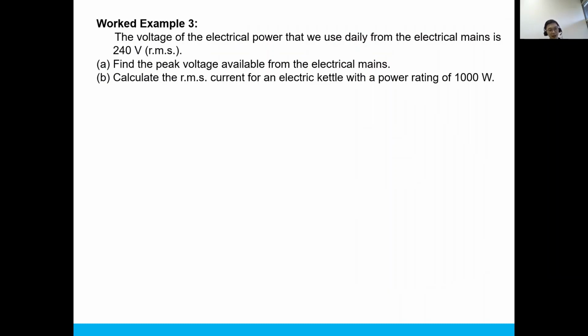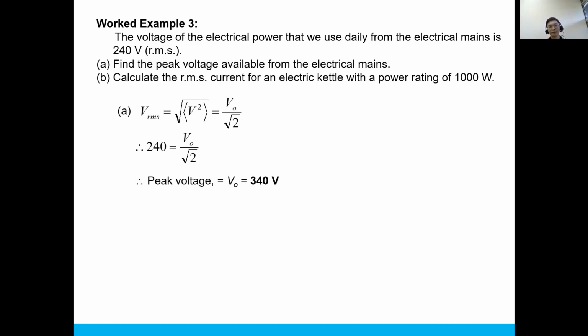Let's see how this is useful. In worked example 3, the voltage of the electrical power that we use from the mains is 240 volts. You've probably heard many times that we are drawing 240 volts from the power socket in Singapore. But now you know clearly that it's actually 240 volts root mean square value, which means that the peak value should be even higher.